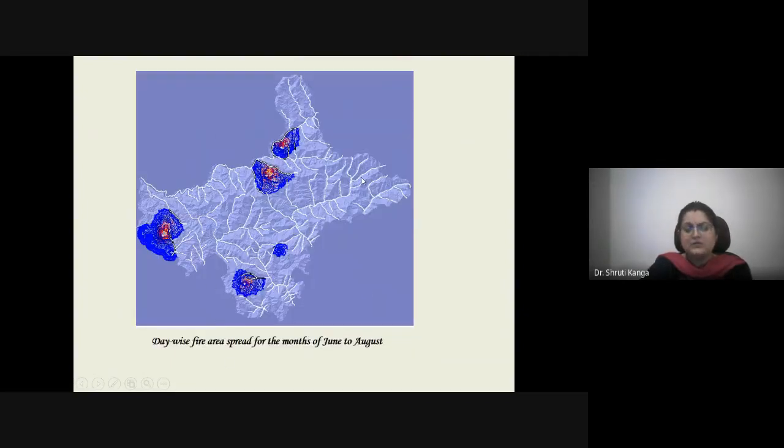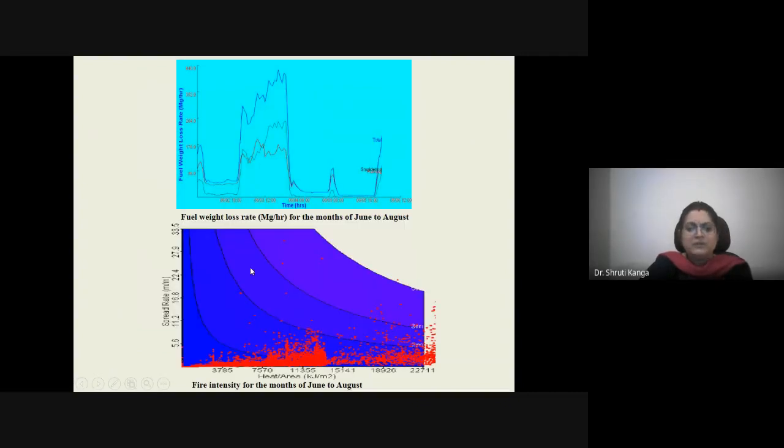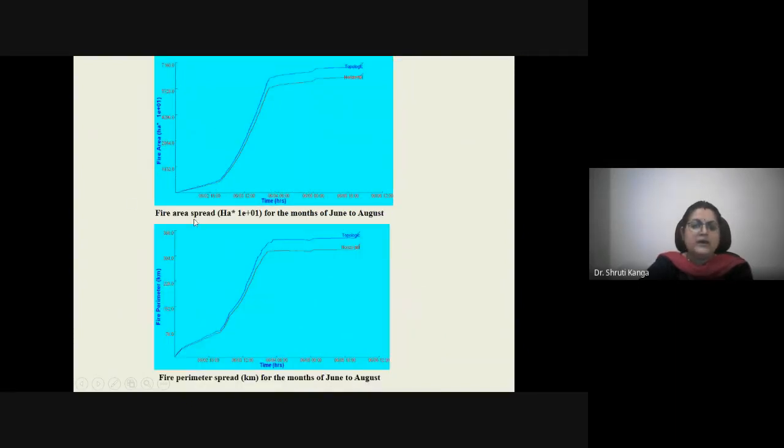Earlier this map was showing the spread of fire; this map is showing the intensity of fire in terms of the fuel loss and the heat from June to August for the same month. Then this is the fire area spread: how much area will be affected by the fire over time. Here the x-axis shows the time and the y-axis shows the area in hectares. Then the perimeter of the spread, again time and the perimeter in kilometers.